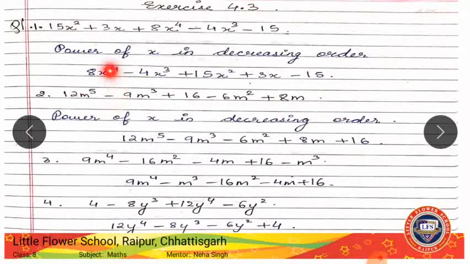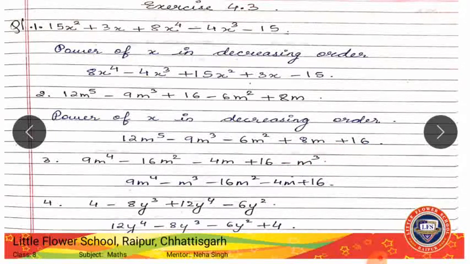We can see this is the largest power, 12m power 5, so this will come first, then minus 9m cube, as the power is the largest after 5 here. Then we can see minus 6m square, then m will come, and then 16. So the answer will be 12m power 5 minus 9m cube minus 6m square plus 8m plus 16.